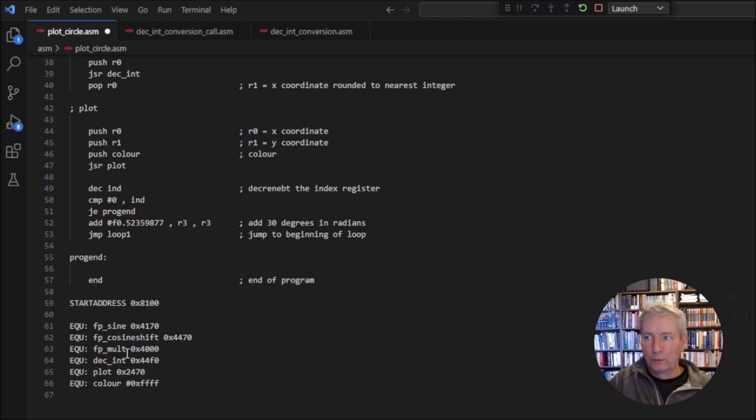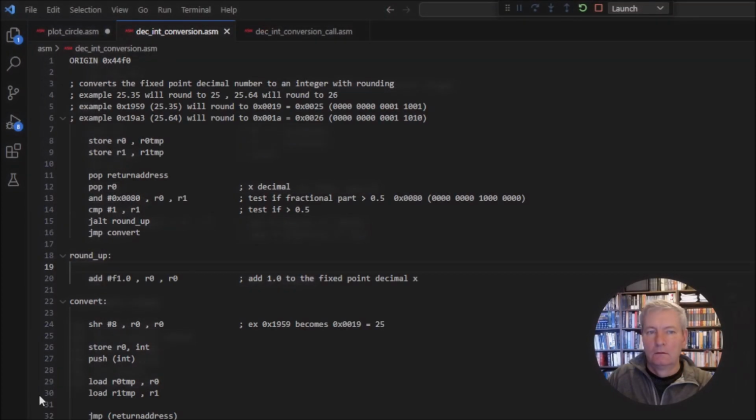So let's have a quick look at how we work through and turn the decimal values into the integer values. So we have this little piece of code here which I have saved as a subroutine in the ROM because it might come in handy later on whenever we're wanting to plot stuff onto the screen.